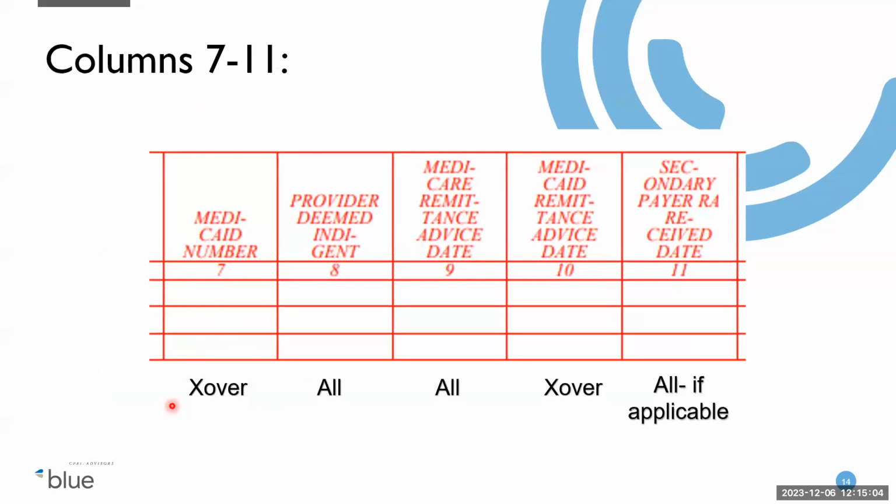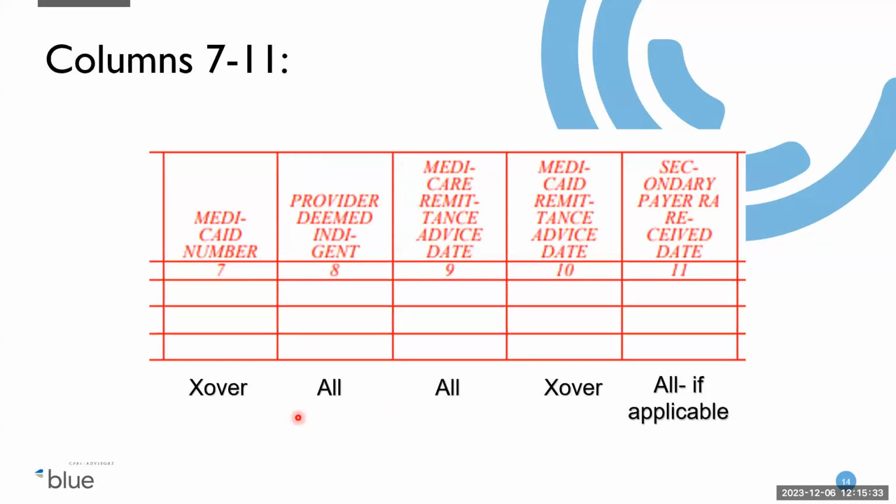Then the next section is going to be column 7. This is the Medicaid number. So if they are a Medicaid patient, you're going to want to have this populated. If you have column 7 populated, you have to have column 10 populated. So they go hand in hand. They're both for crossovers, so you only want to populate this on crossovers. You're going to have the Medicaid number and you're going to have the date that Medicaid paid in column 10.